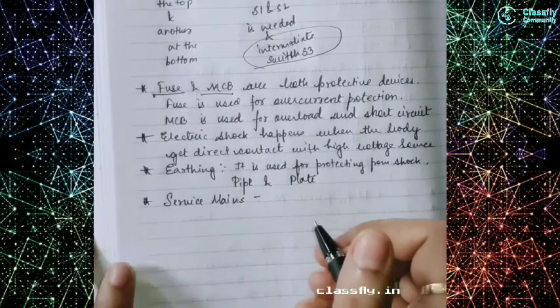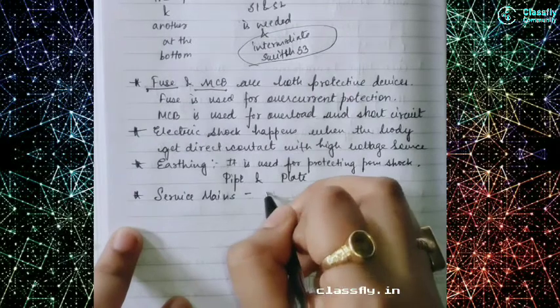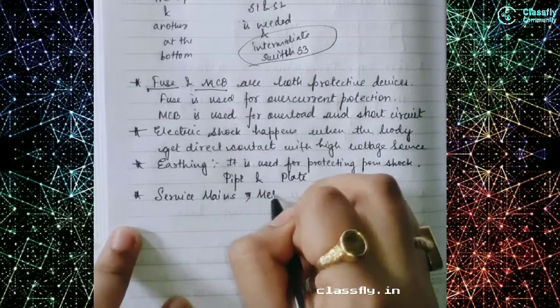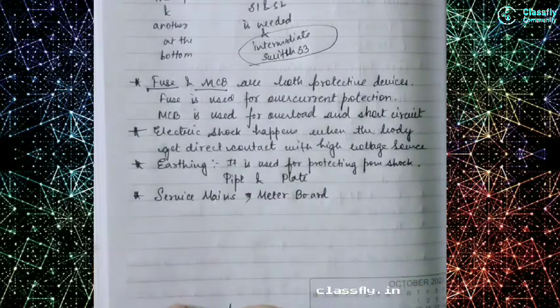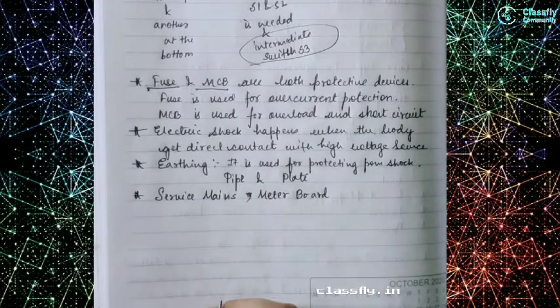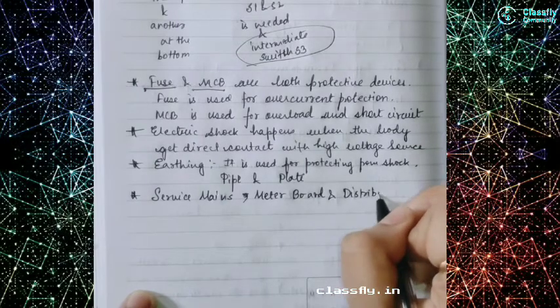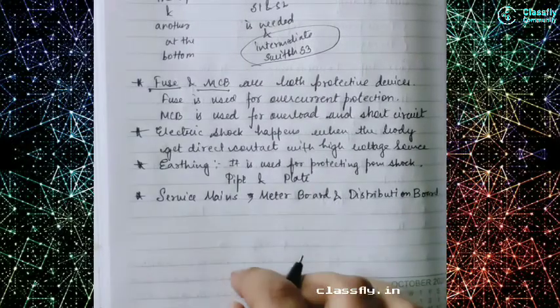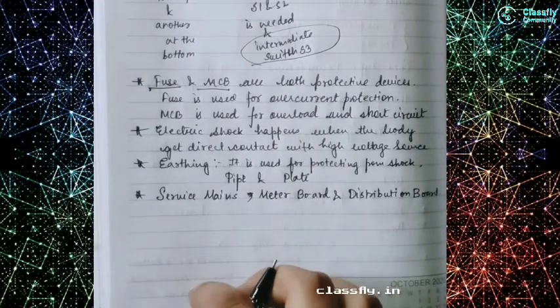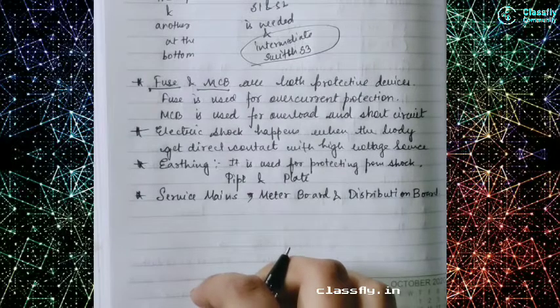Next, the main two things are the service mains and the meter board. The service mains are what the distributor uses to provide electrical power to the consumers, whereas the meter board is what they use to charge us for the supply they give us. The distribution board, when connected to the main switch, starts giving us the supply. And in the case of the meter board and distribution board, if the consumer couldn't pay their bill, the authority has the ability to cut off their electric supply.